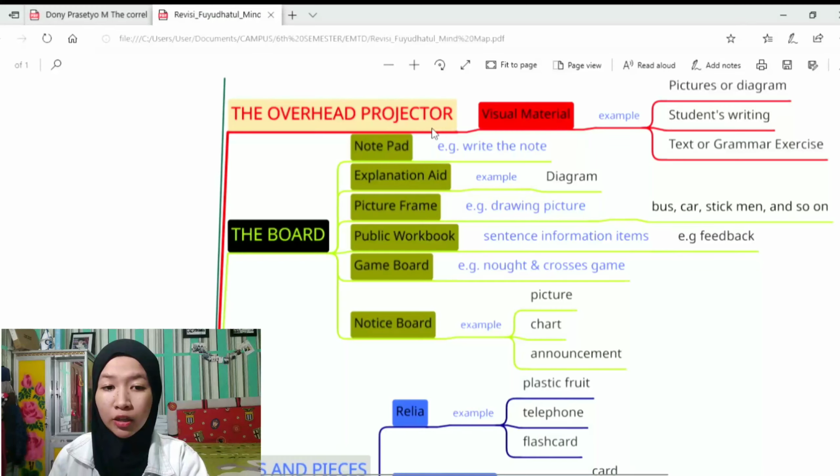Next. So the overhead projector is about visual material or demonstration materials, and the teacher can use a whole text of grammar, exercise, students' writing, pictures, or diagram. And also the teacher can print out the material or use an LCD in teaching learning activity.